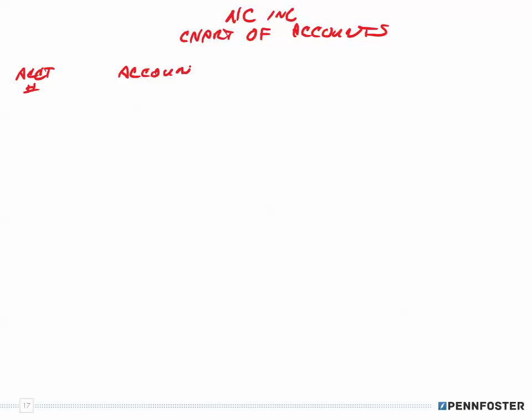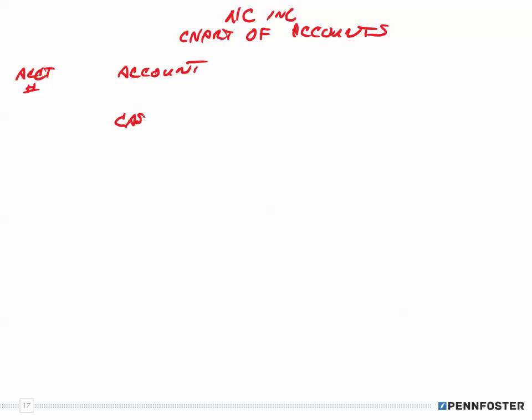So I'm going to create one so that you have an idea what it looks like. So I'm going to abbreviate Nolan Consulting Inc. And it would say chart of accounts. Okay, so you would have the account number, and it would show the account. Okay, now it's telling us to set up the account.